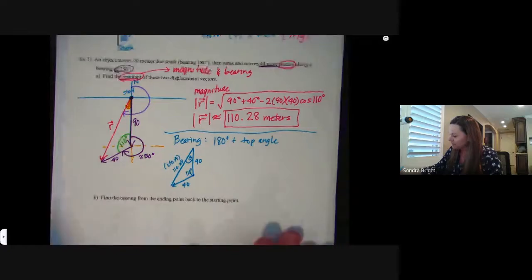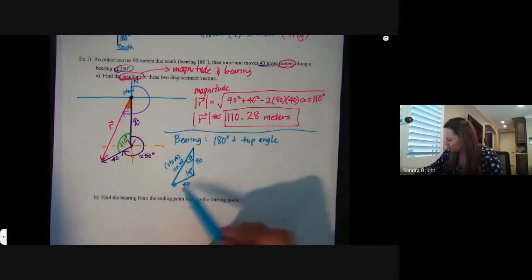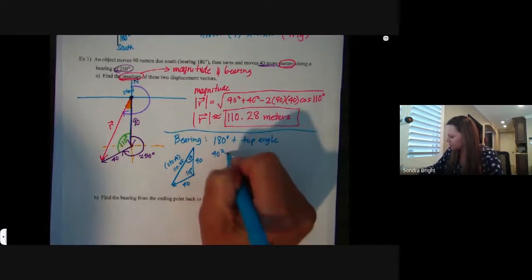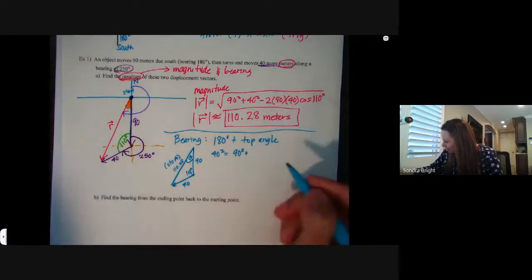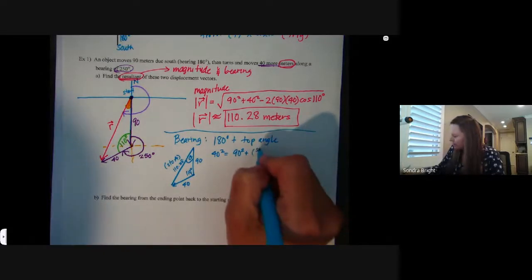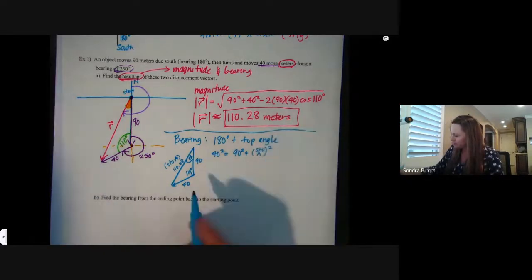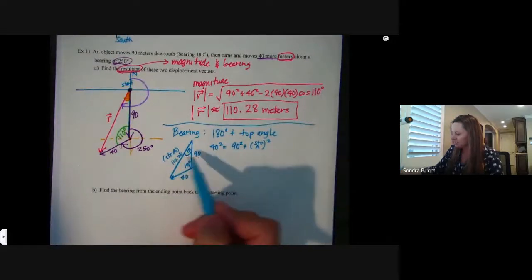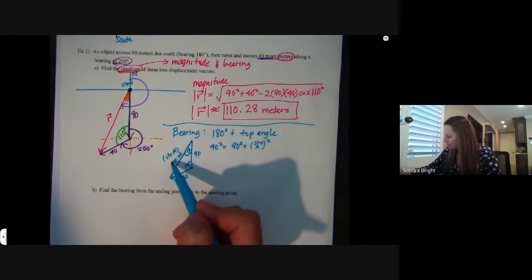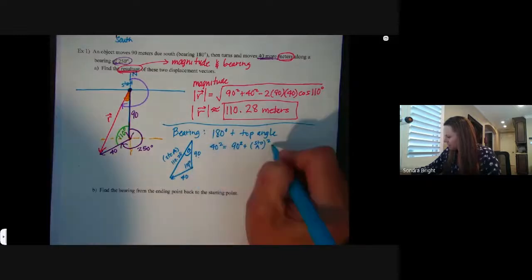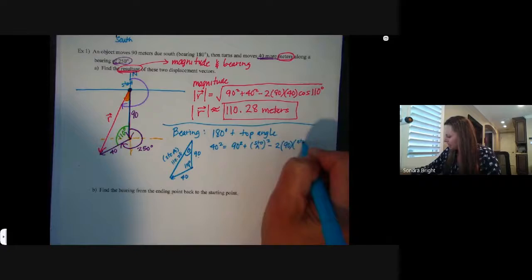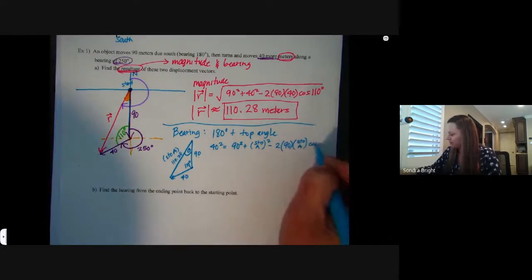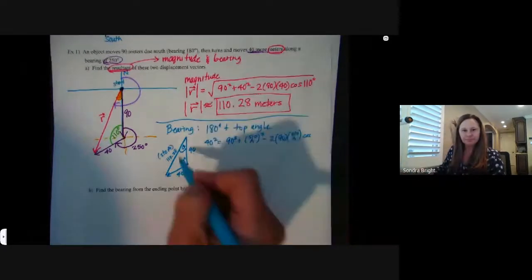I'm trying to find theta. And so the side opposite it would be 40. So 40 squared is equal to this side squared plus my stored A value squared. This one is equal to this side squared plus this side squared minus 2 times the 90 times that stored A value times the cosine of theta, which is what I'm trying to find.